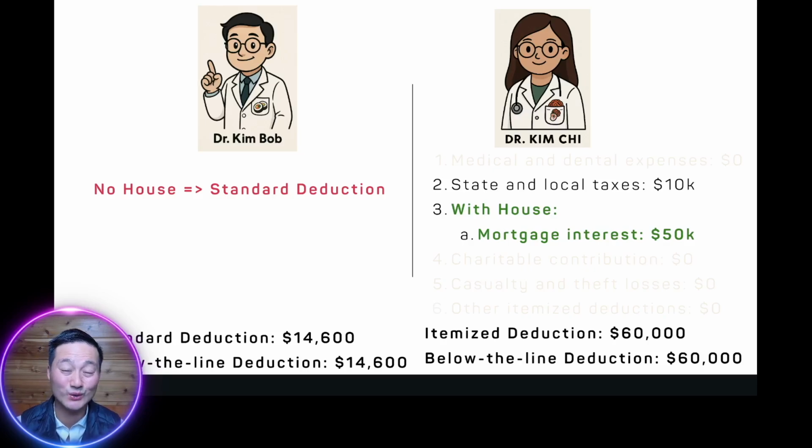After she sold her COVID-era house for $250,000 of gain, she bought another one. In 2024, she paid $50,000 in mortgage interest. And when she added up all of the 6 categories, including state and local taxes, her itemized deduction came out to be 60 grand.